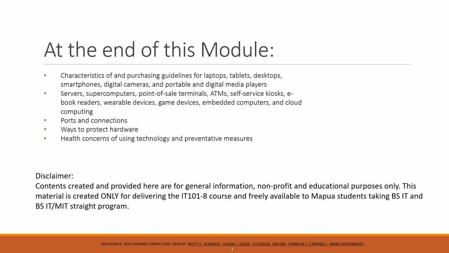As you go along and work on the different learning activities in this module, it is expected you'll be able to identify the characteristics of and purchasing guidelines for laptops, tablets, desktops, smartphones, digital cameras, and portable and digital media players. Also, be able to look into different types of computers like servers or supercomputers, POS terminals, ATMs, a self-service kiosk, an e-book reader, or wearable devices, and the game devices and embedded computers and the cloud computing.